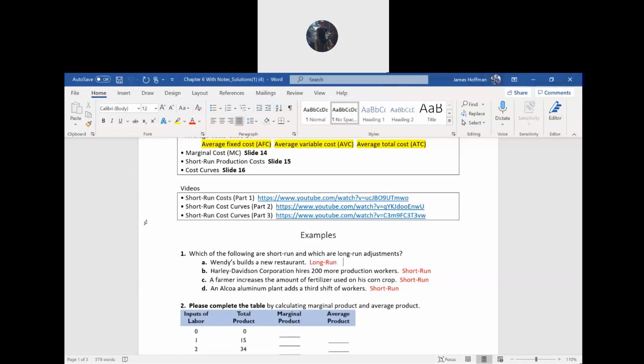All right. Harley Davidson's corporation hires 200 more production workers. Okay, so that's just a change in labor, adding more units of labor. That's a short run adjustment. You can do that in the short run.